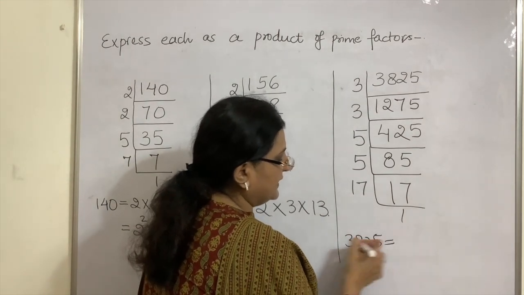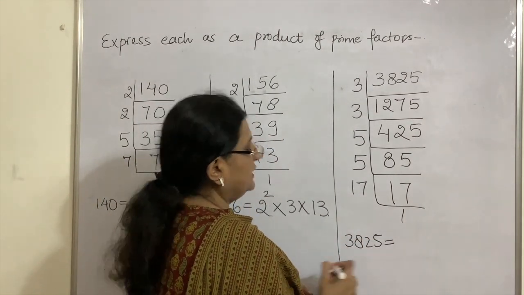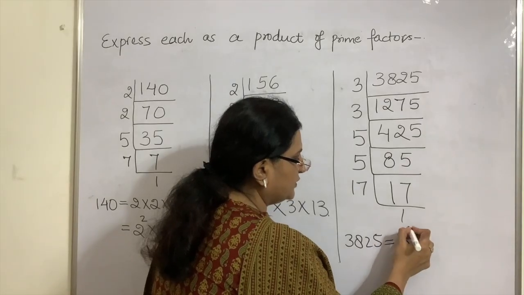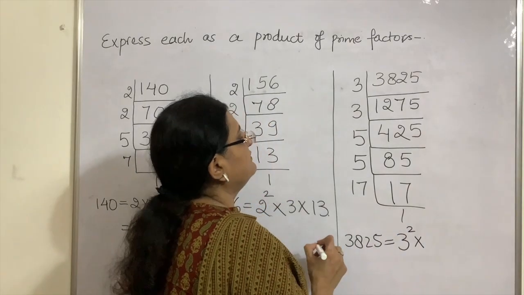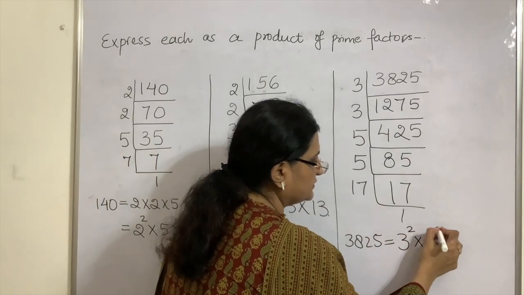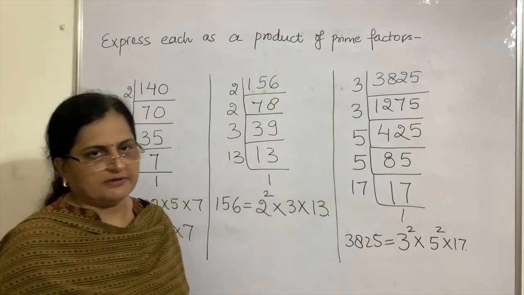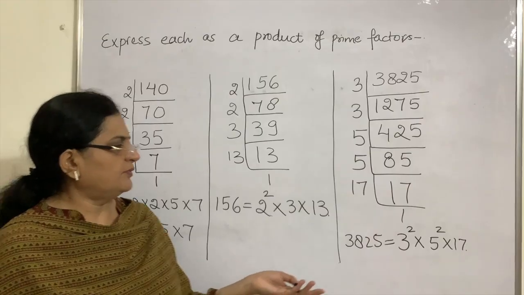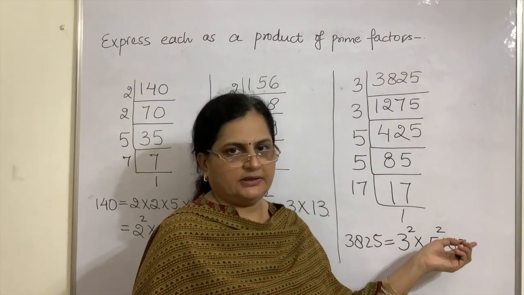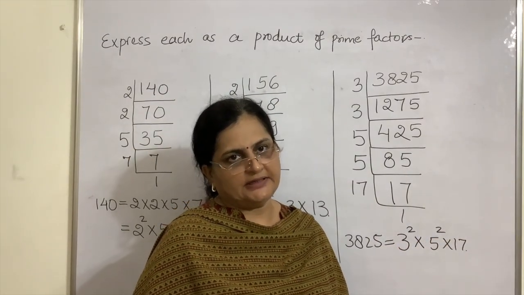If you want to write it as the product of prime factors, 3 is appearing 2 times, so it is 3 square. 5 is appearing 2 times, so it is 5 square, and 17 is appearing only 1 time, so there's no point in writing power 1 here, so it is just 17.